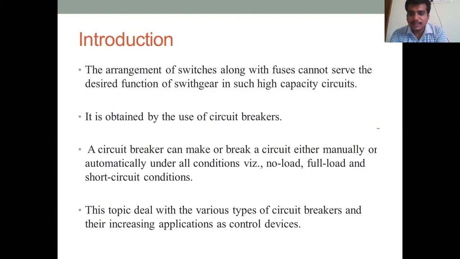Circuit breakers can operate at the no load condition, and they can also operate at the full load condition. So it operates in both situations. Now we are going to see what a circuit breaker is, what the different types of circuit breakers are, and how circuit breakers operate. All these things will be dealt with in this topic.